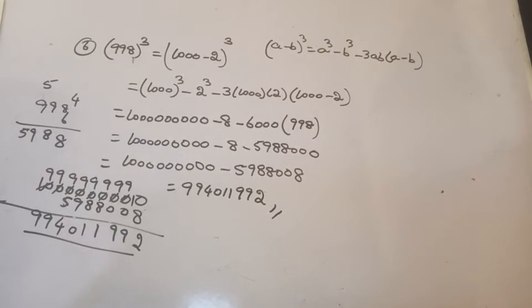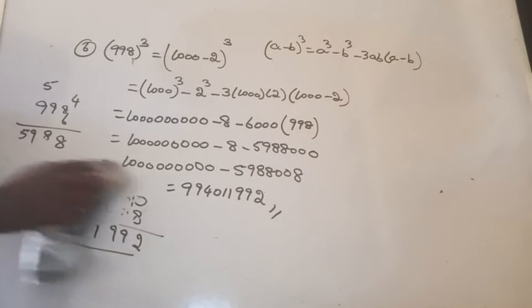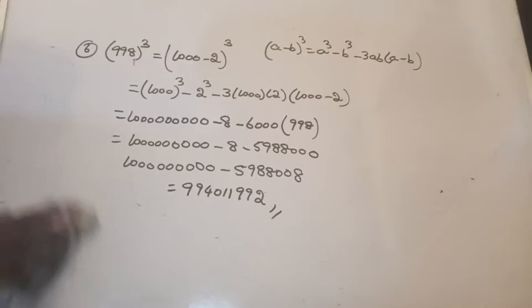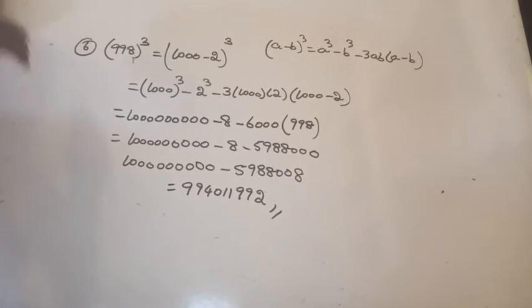That is 998 the whole cube: 994011992. Am I right here? Yes. Shall we move to the next question? Yeah. Look at question number 7. Given that a plus b equal to 10. So this is the answer for the 6th one.